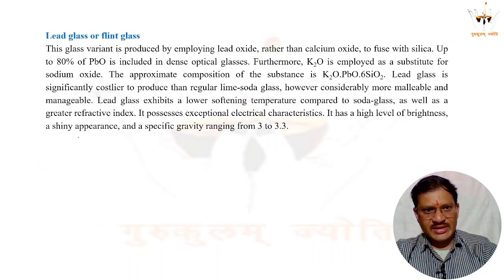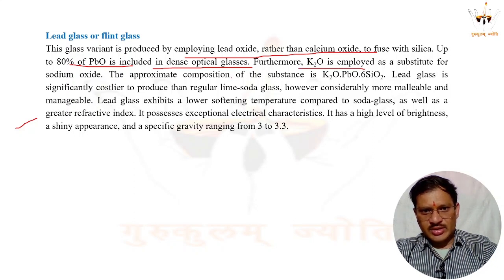The third one we have is lead glass or flint glass. This glass variant is produced by employing lead oxide rather than calcium oxide to fuse with silica. Up to 80% of lead oxide is included in dense optical glasses. K2O is employed, so the composition is K2O, PbO, 6SiO2.